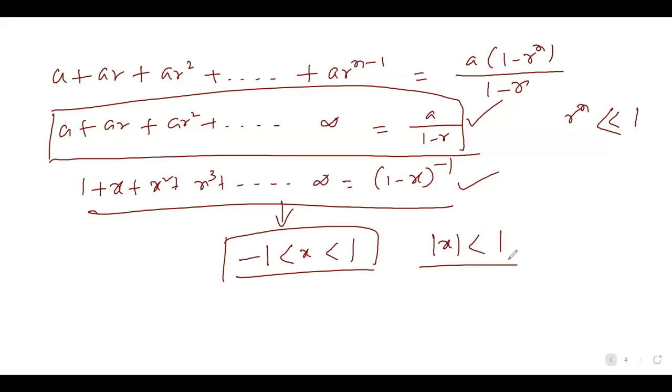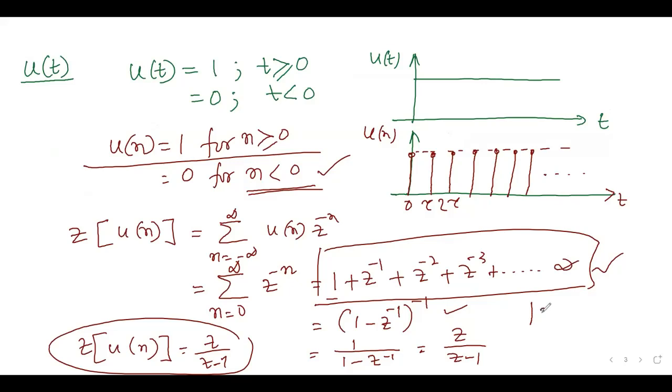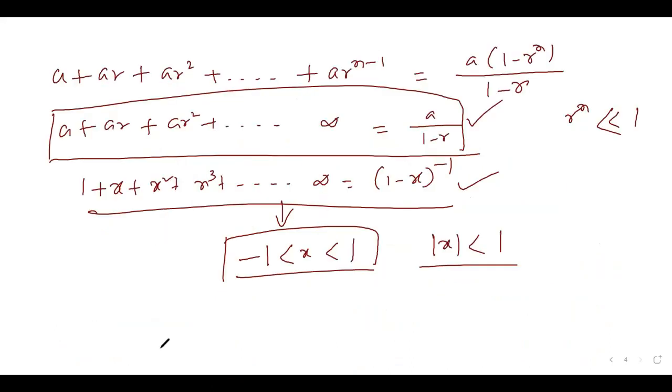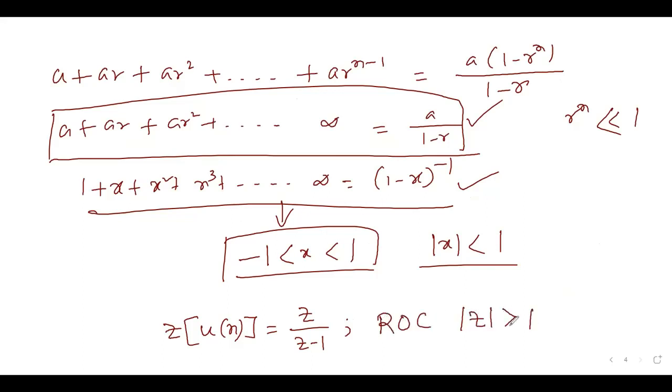So if mod of x is less than 1, then we can write that this sum will converge. So when this sum will converge, that is if z inverse is less than 1, that means if mod of z is greater than 1. So the sum will converge when mod of z is greater than 1. This is called the region of convergence, the ROC. So here we can write that z transform of u[n] is z by z minus 1, and the sum will converge, that is the region of convergence, if mod of z is greater than 1.